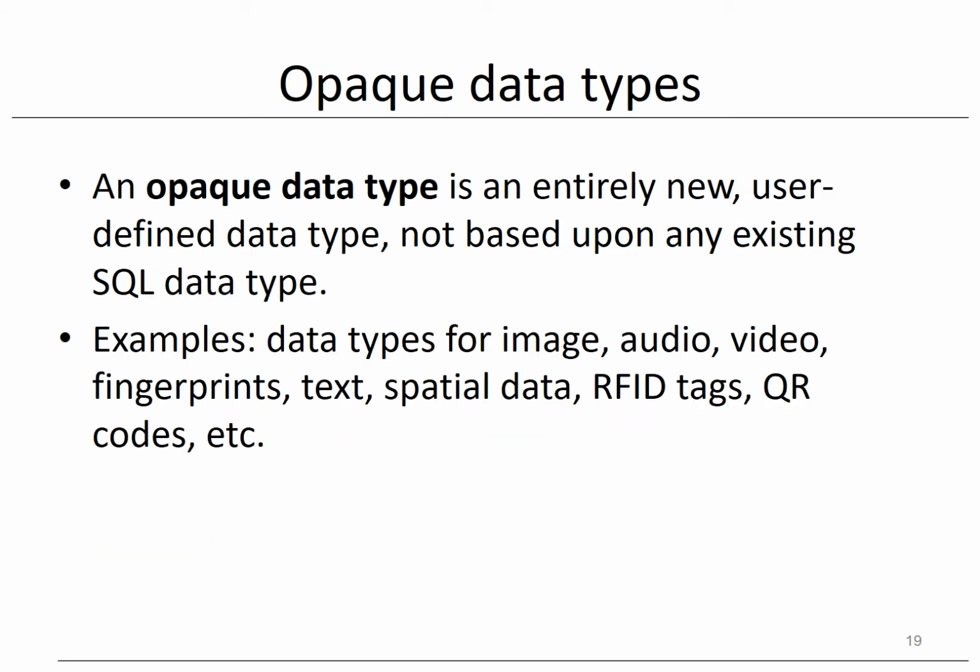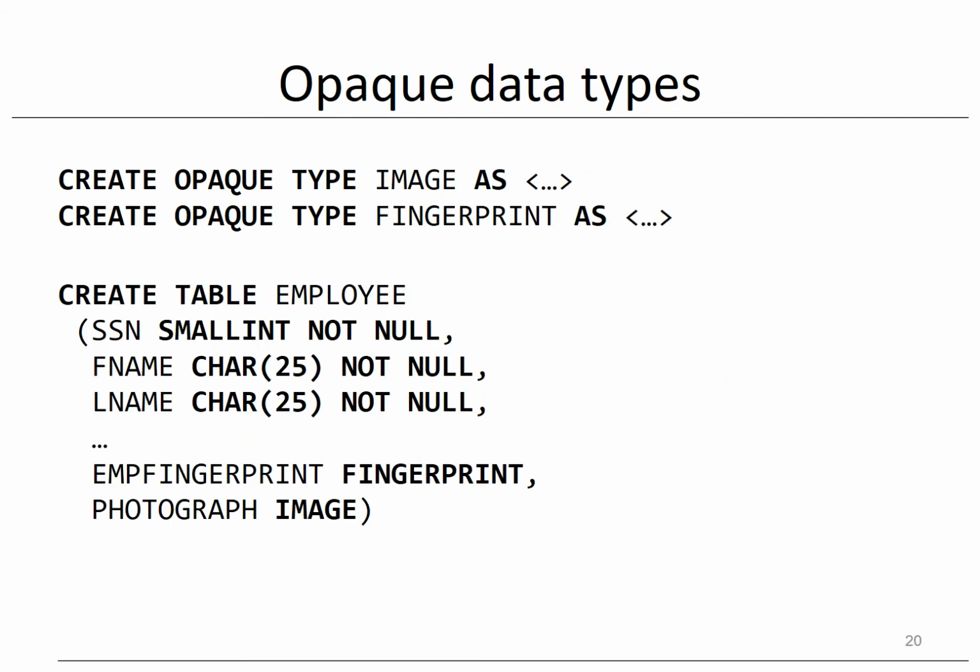An opaque data type is an entirely new user-defined data type, not based upon any existing SQL data type. Some examples are data types for image, audio, video, fingerprints, text, spatial data, RFID tags, QR codes, etc. Obviously, these opaque data types will also require their own user-defined functions to work with them. Here you can see two examples of opaque types, image and fingerprint, which are subsequently used in the definition of the employee table.